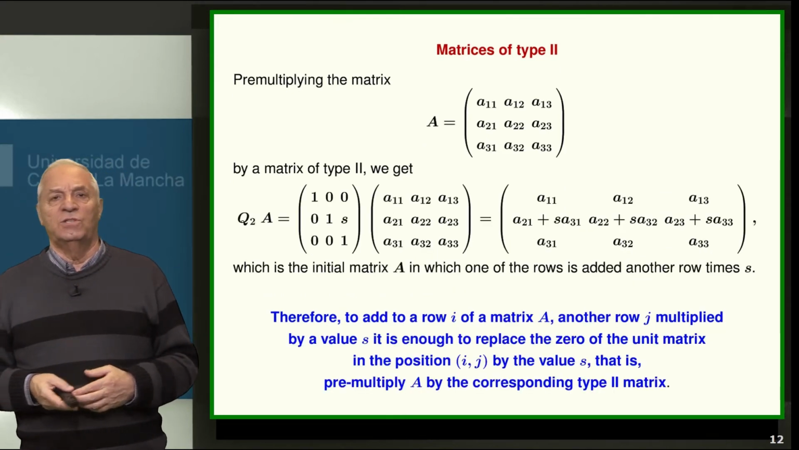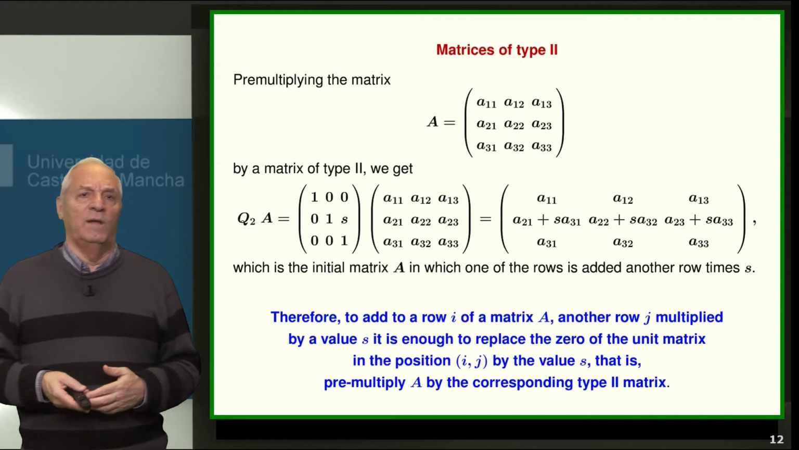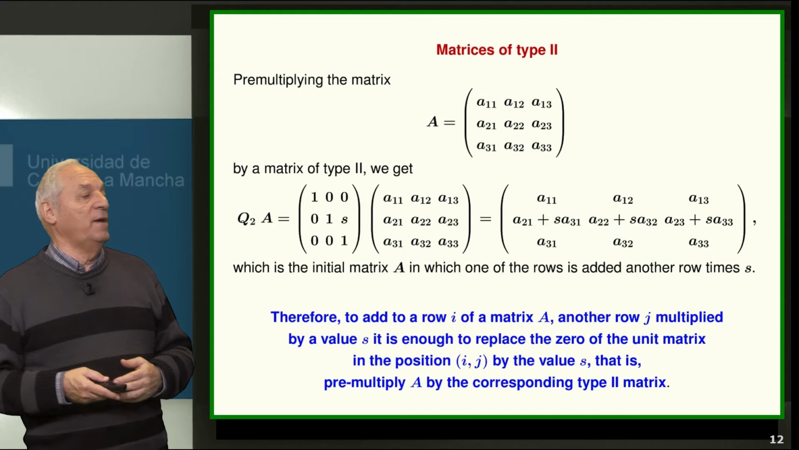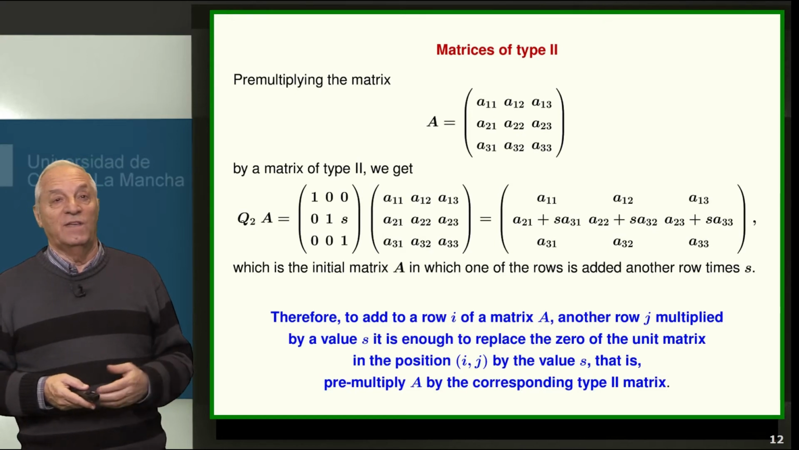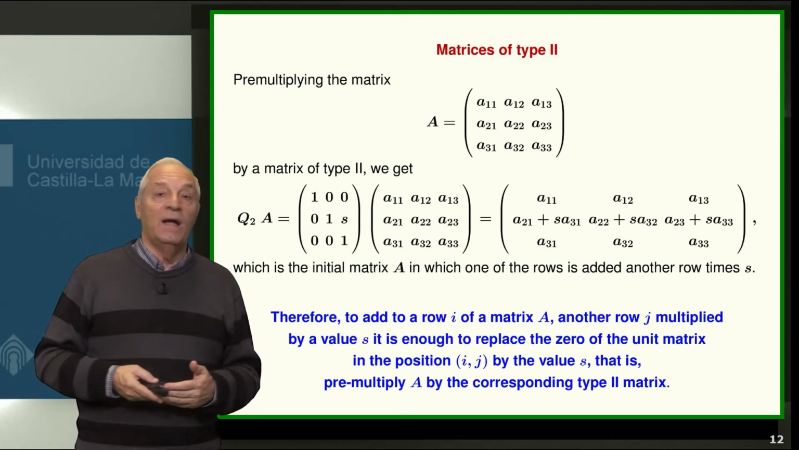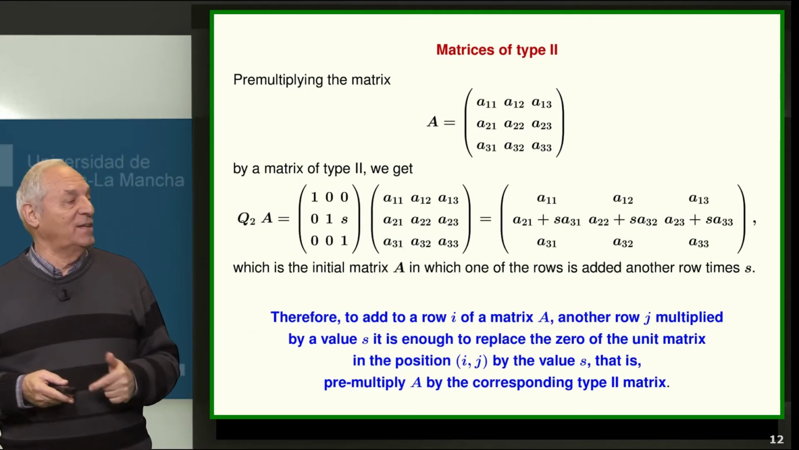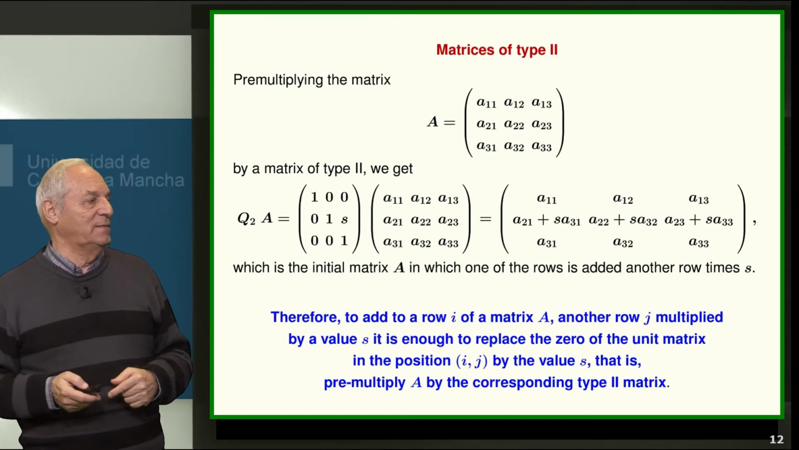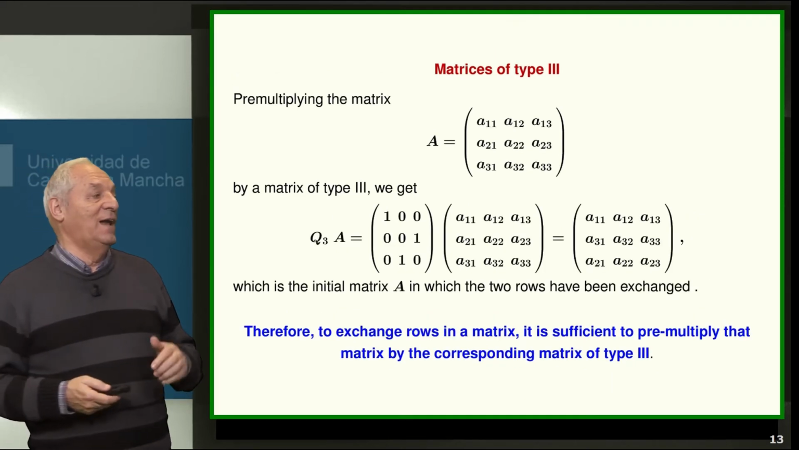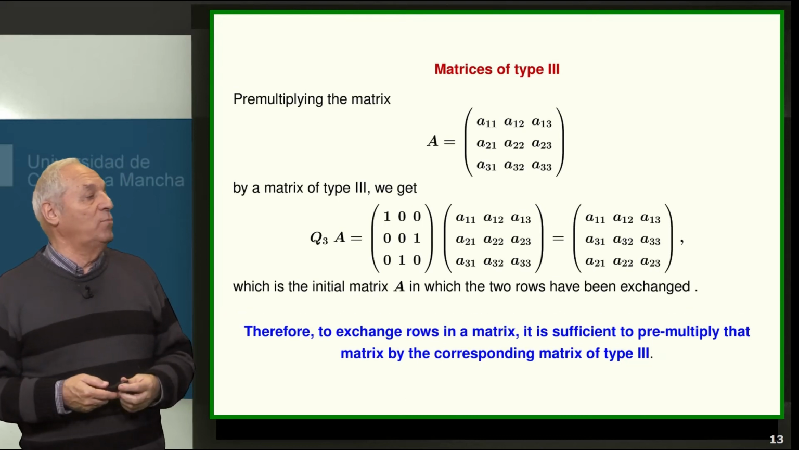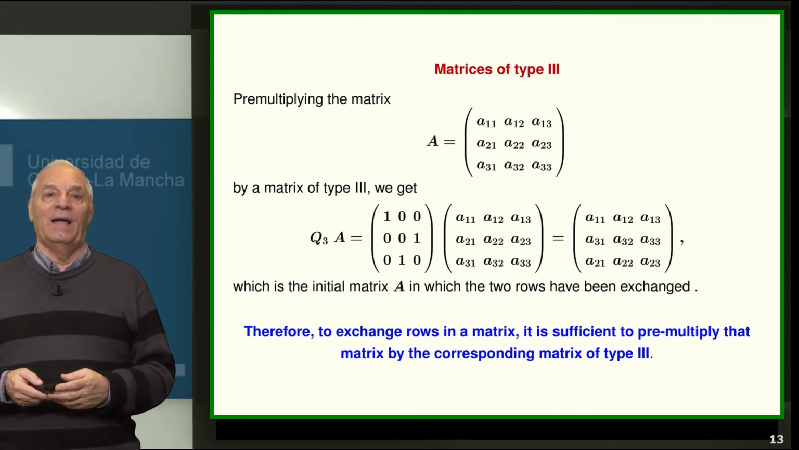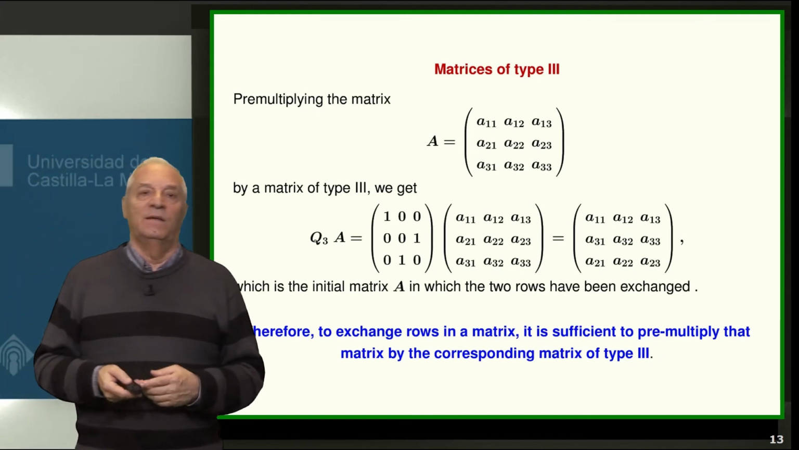In the case of type 2 matrices, if we use them to premultiply another matrix, what do I get? Well, as you can see, all the rows are exactly the same, but one, which is itself plus the value s times another of the rows. Finally, in the type 3 matrix, if we use it to premultiply, what is going to happen is that two of the rows will be exchanged, while if we do it from behind, we exchange two columns.